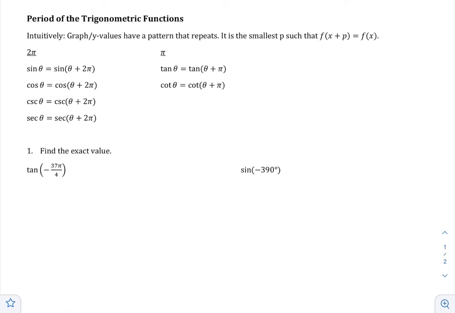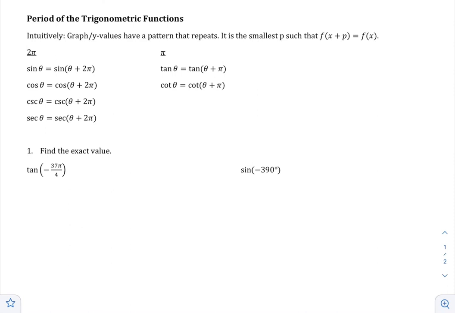Now, this is really going to help us when we graph, because what that means is if you can graph a distance of 2 pi for sine, then the graph will just repeat itself all the way to the right and all the way to the left. So the graph has a pattern, and we will see that in the later videos when we start to graph. Right now, what I need you to know is what the period is. That's all. Okay, so I just need you to know that sine, cosine, cosecant, and secant have a period of 2 pi, and that tangent and cotangent have a period of pi.